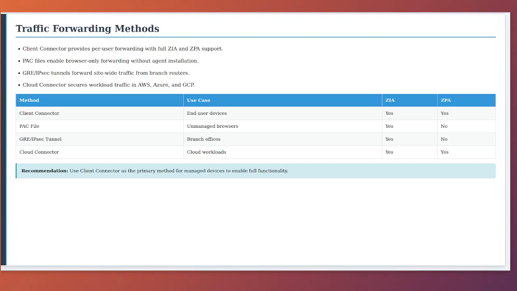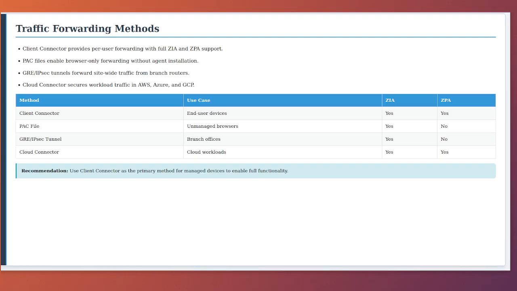GRE and IPsec tunnels forward traffic from network devices like routers and firewalls. This method is commonly used for branch office deployments where traffic from an entire site is forwarded to Zscaler. GRE tunnels are simpler to configure but do not encrypt traffic. IPsec tunnels provide encryption but require more configuration. Both methods forward all traffic from the site regardless of user identity.